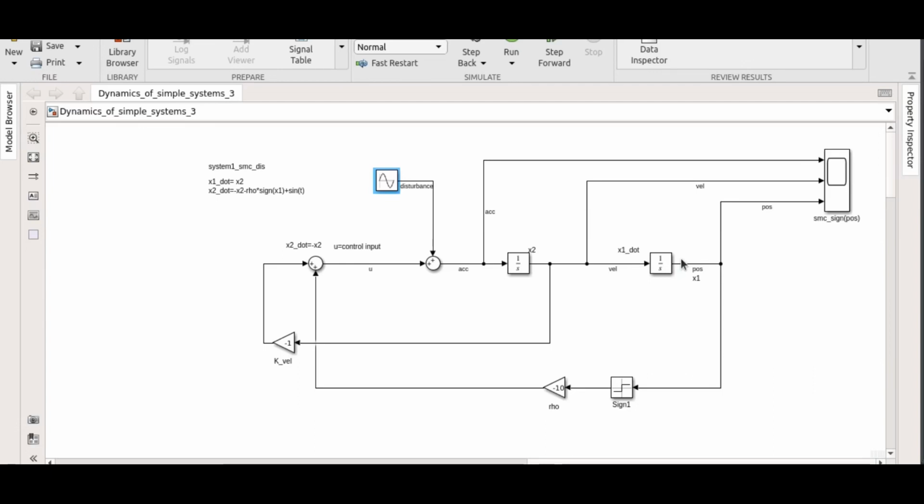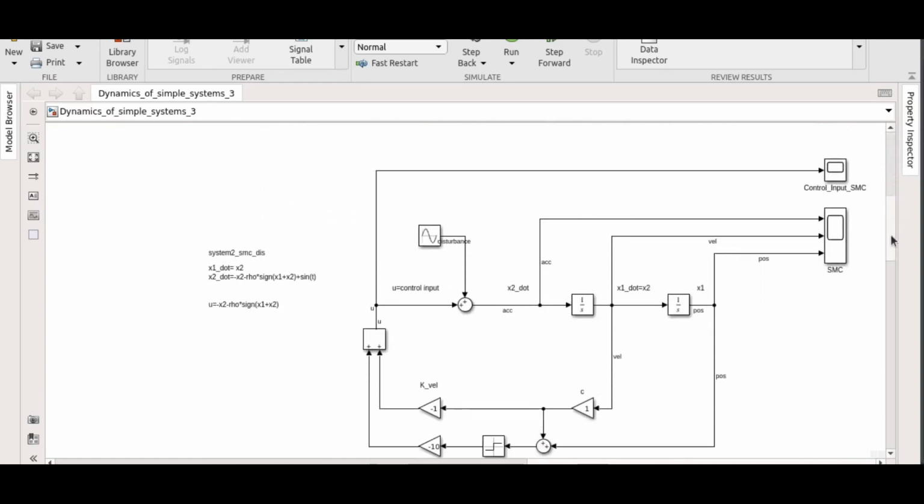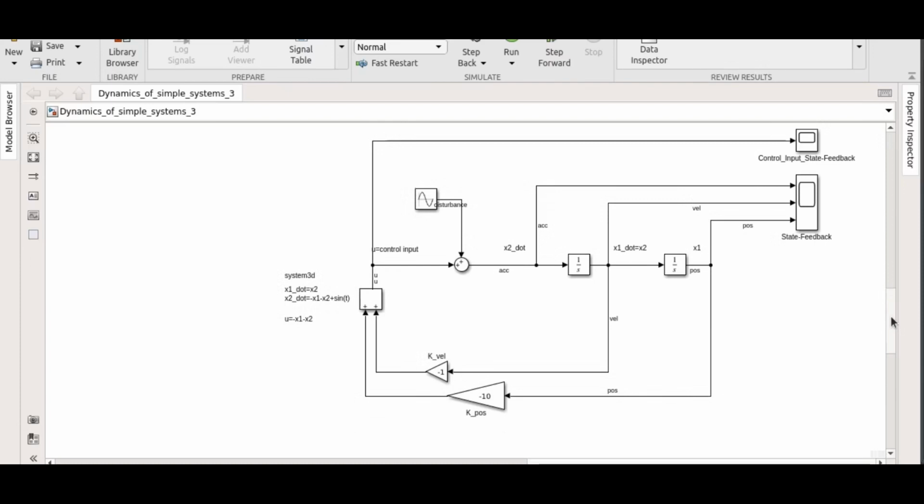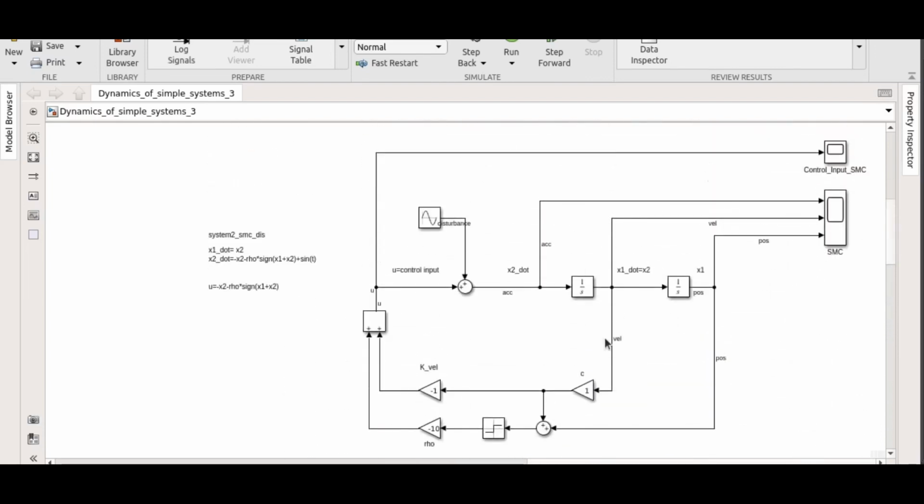So in this case, we will compare the input u equal to minus x2 minus rho sine x1 plus x2 of sliding mode control with the control input u equal to minus x1 minus x2 of state feedback control. K position and K velocity are also present for tuning the performance in case of state feedback, as well as K velocity and rho for sliding mode. We will compare how well they achieve the objective in presence of disturbance.